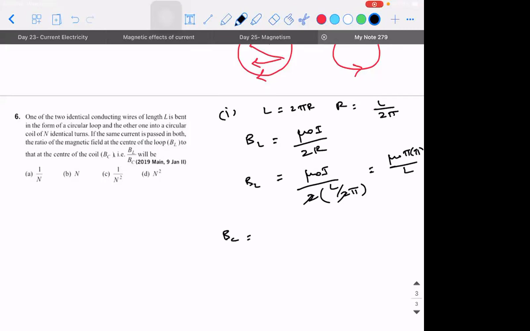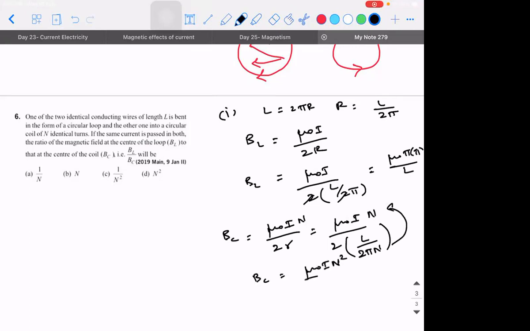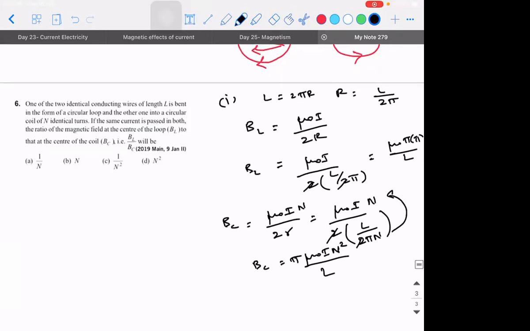What about BC? Mu naught I divided by 2r. So mu naught I divided by 2 into r, which is mu naught N I divided by 2r because it has n number of turns. With r as L divided by 2 pi n. Correct? This n will go to the numerator. So BC is mu naught I into n square divided by 2, and 2 will get cancelled. Pi comes on top, L. So the ratio is 1 by n square. That's the answer.